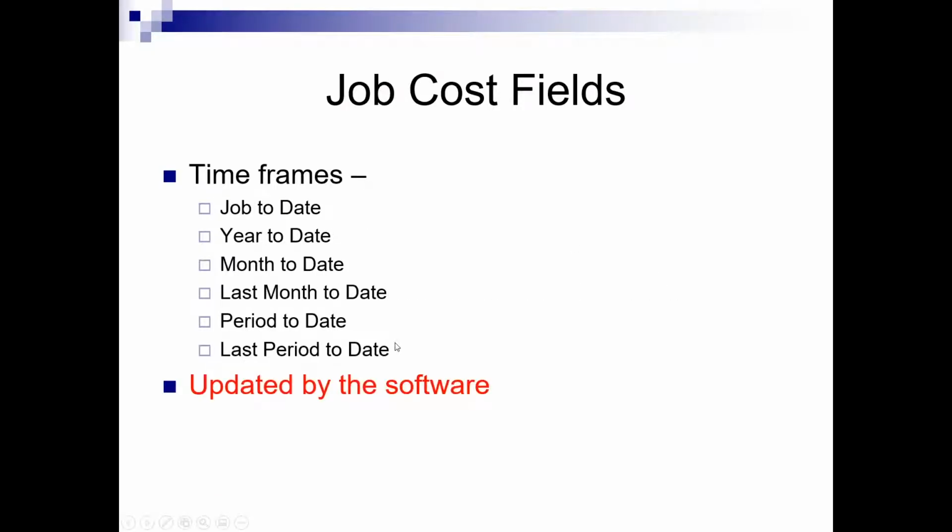Okay. Now on this screen, one thing I want to again point out to you is that everything that we talked about on those windows where there was a time frame, whether it was job to date, year to date, month, last month, the period to date could be weekly if you've got those turned on. This is all updated by the software. So as you are posting in the other applications or you're posting directly in job cost, as you do this processing, as soon as you finish out, it's posting and it's updating those fields for you automatically.